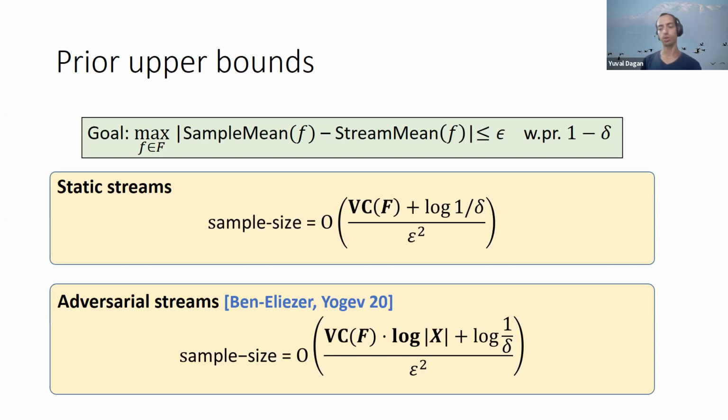Once we've shown a hard example for adversarial streams, we can still ask what can be done in such streams. Here we copied the results for VC dimension for the static streams. For adversarial streams, Ben-Eliezer and Yogev showed that the sample size can be bounded in terms of the VC dimension times the log cardinality of the set of possible stream elements. But this is too large in many cases. So the goal of this paper is to get tight bounds on the sample complexity of adversarial streams.